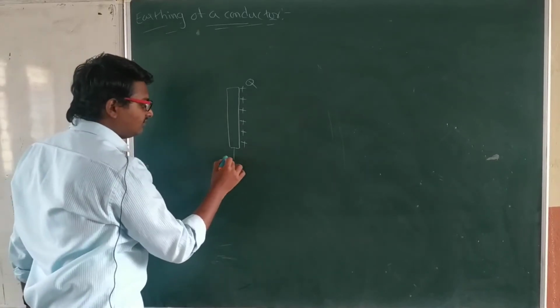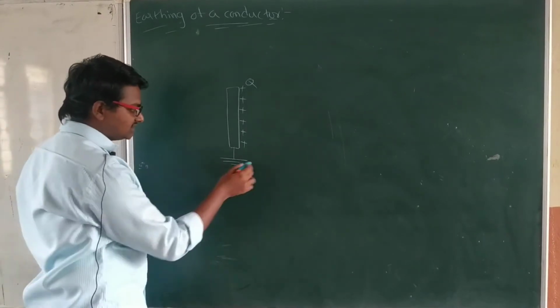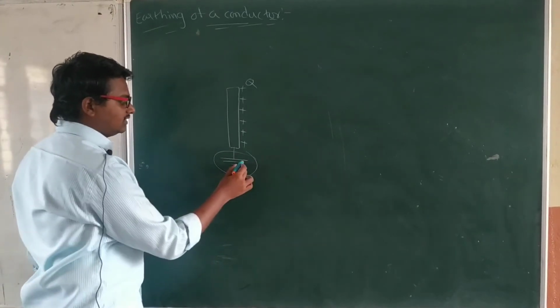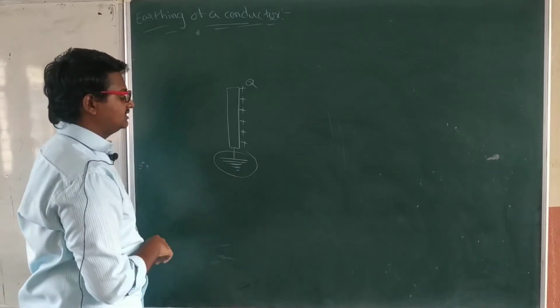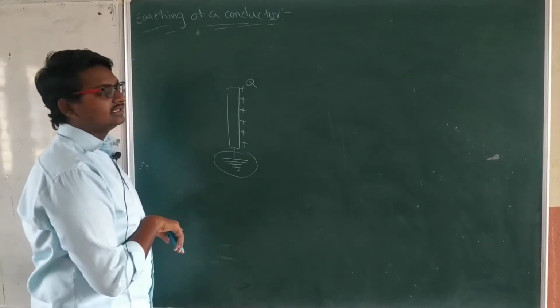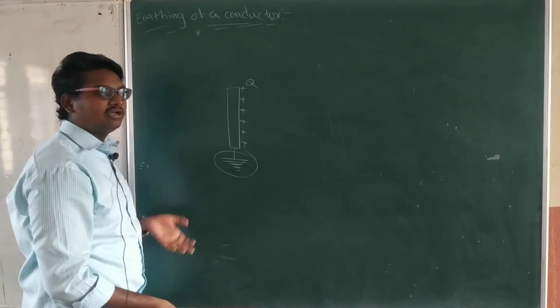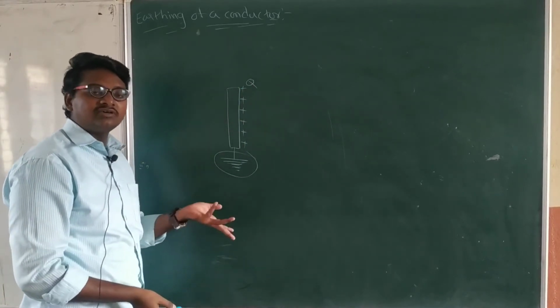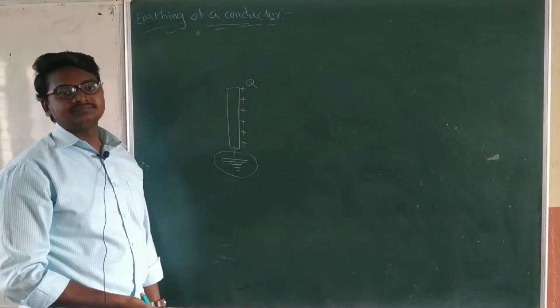But whenever you connect this one to the earth, this is nothing but the earthing symbol. In circuits you are going to observe this. The earthing symbol represents that the conductor is connected to the earth. Whenever you connect to the earth, the charges will move down. Whatever the charge, positive or negative, the charges will go down and it will become a neutral body like earth.